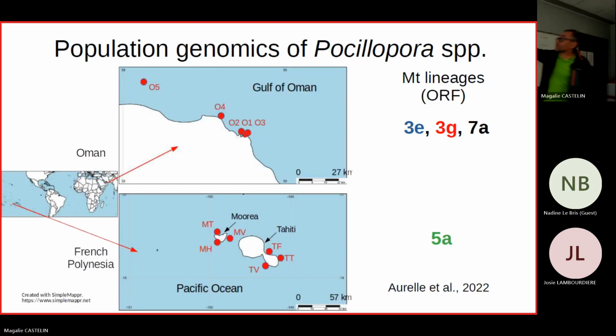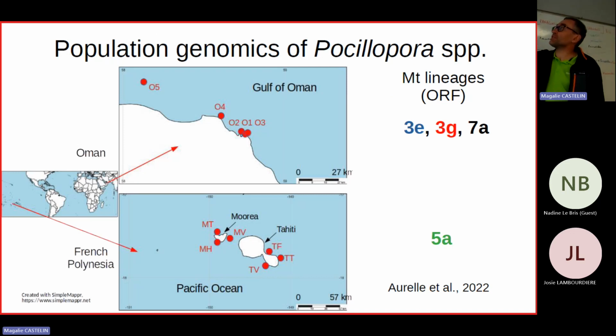But in Oman, we had these three ones, so we could test with RAD sequencing if these three ones could correspond to different species. The corals with this mitochondrial DNA, do they correspond to something different from this one and this one?